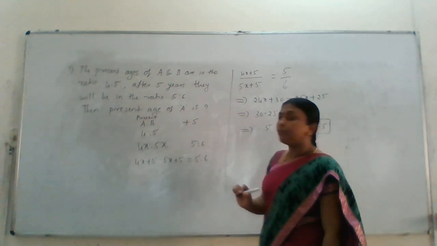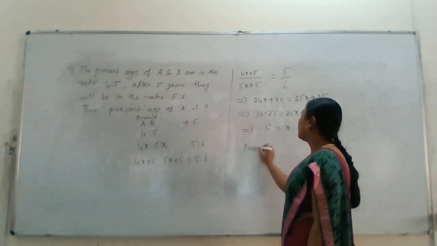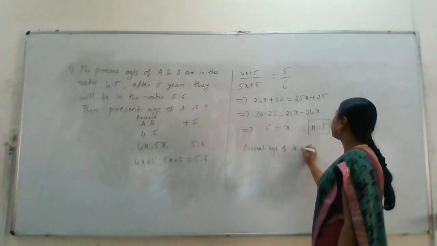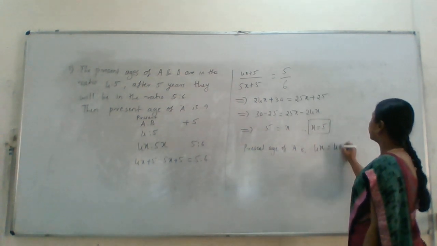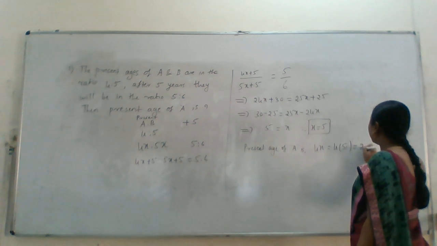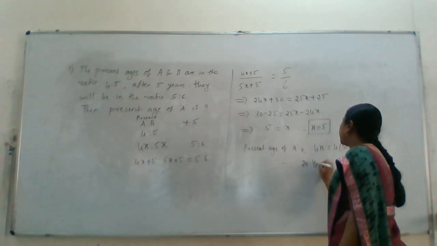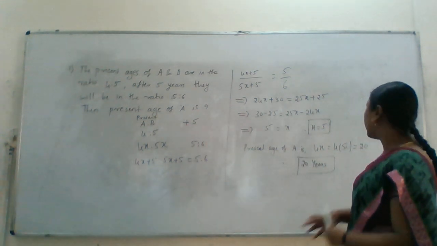Now the present age of A is 4x. So 4 into the x value, which is 5, 4 into 5 is equal to 20. So the answer is 20 years. The present age of A is 20 years.